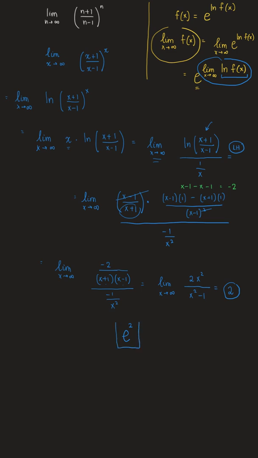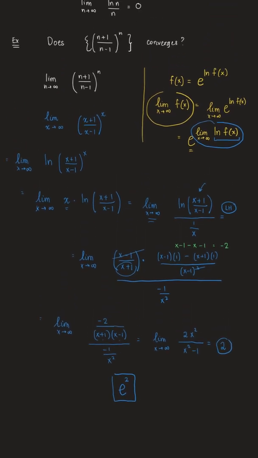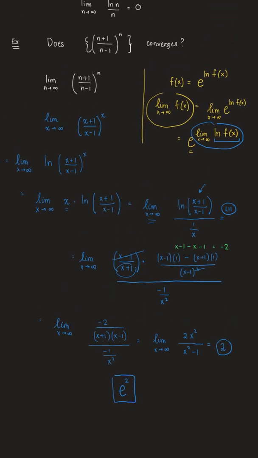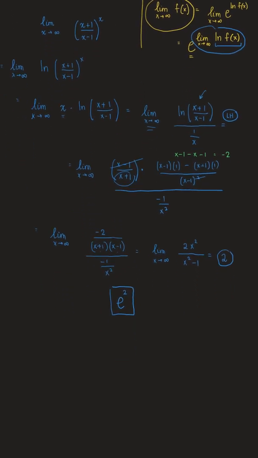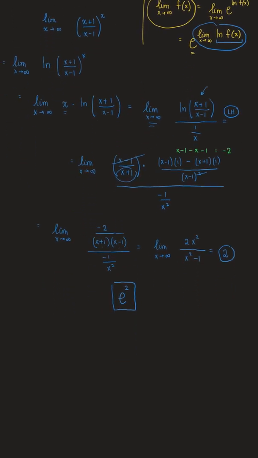And so this is the limit of our sequence because it's the limit of the function that agrees with our sequence. So we would say that our sequence, which looked like n plus 1 over n minus 1 to the nth power, converges to e squared. It converges because this is a finite number. Okay, so we can use L'Hopital's rule.